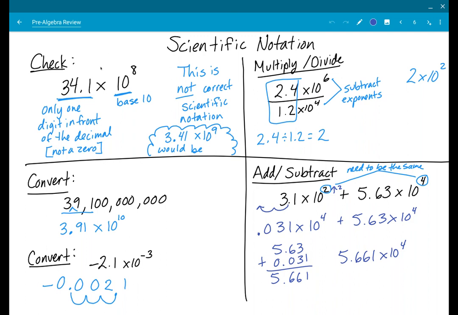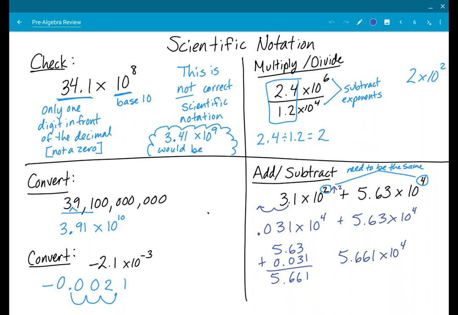Here we have an example, 34.1 times 10 to the 8th. Now here we have 3 and 4 both in front of the decimal. This means that this is not correct scientific notation. You can only have one digit in front of the decimal. If I wanted to make this correct scientific notation, I would have to have 3.41. Make a note that the number in front of the decimal cannot be 0. Your number has to be between 1 and 9.99999.